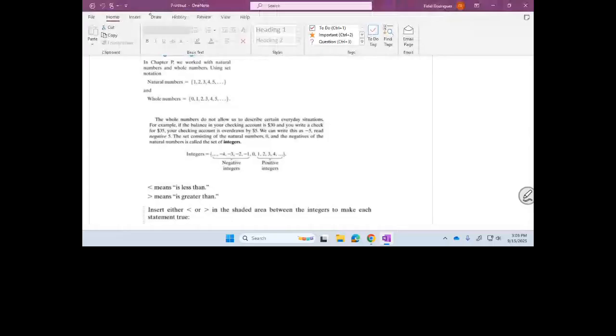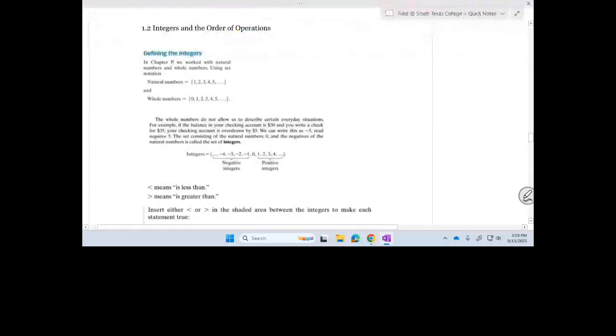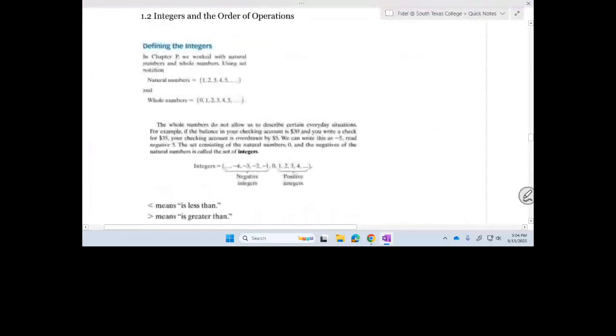So, y'all, 1.2 talks about integers and order of operations. Okay, so let's talk a little bit about integers.